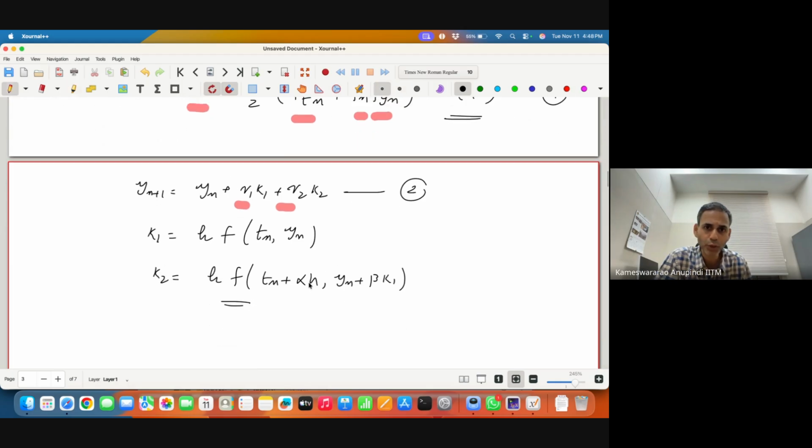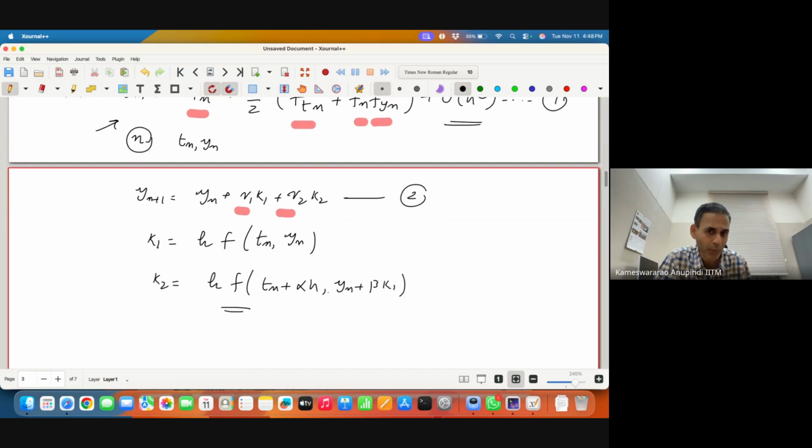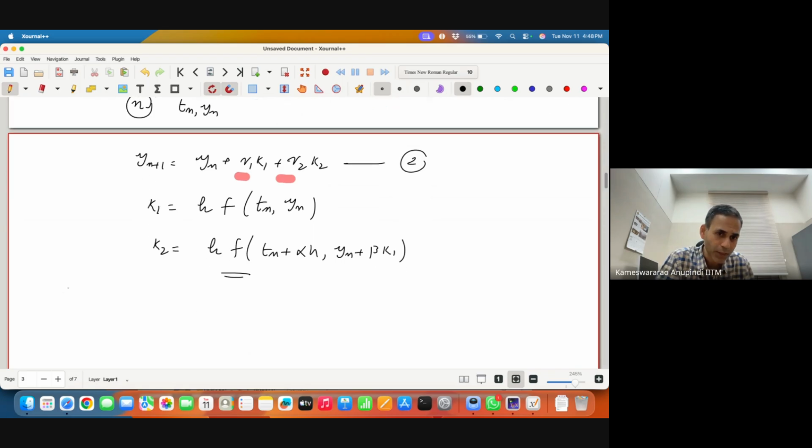But before I can do that, everything in equation 1 is in terms of t_n or y_n, whereas in this equation they are in terms of t_n plus alpha h and y_n plus beta K1. So let me use Taylor series to expand K2. I can rewrite K2 to be equal to h times, expanding this entire function about f of t_n, y_n, f of t_n comma y_n.